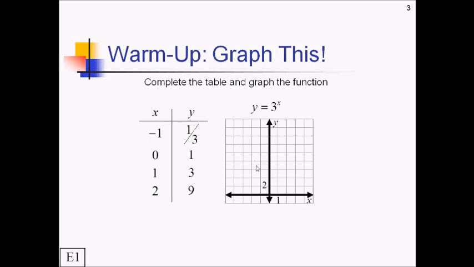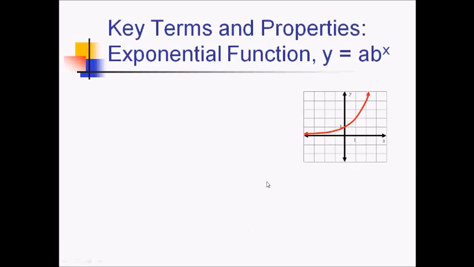So we've got negative 1, comma 1/3 somewhere over here, 0, comma 1, 1, comma 3, and 2, comma, let's see, 9 is going to be all the way up here. And connect the dots. Now, as you're doing this, make sure that you're approaching but not quite hitting the x-axis, because as we'll see in a sec, we do have a horizontal asymptote there. Now that we've graphed one of these, let's just get a quick overview of exponential functions.